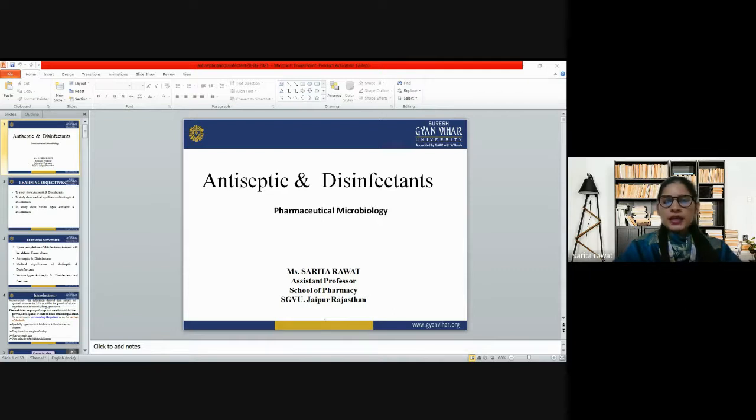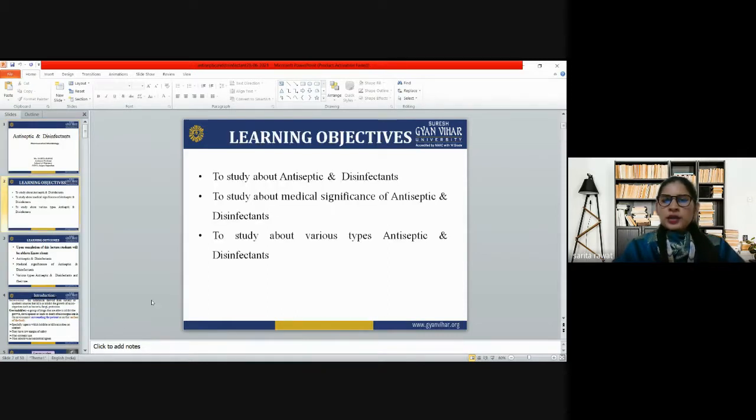Today we will start our next lecture of Pharmaceutical Microbiology. The topic of today's lecture is Antiseptic and Disinfectant. Before going through the lecture, first, we have a learning objective. So today's learning objective is to study about antiseptic and disinfectant, to study about medical significance of antiseptic and disinfectant, and to study about various types of antiseptic and disinfectant.